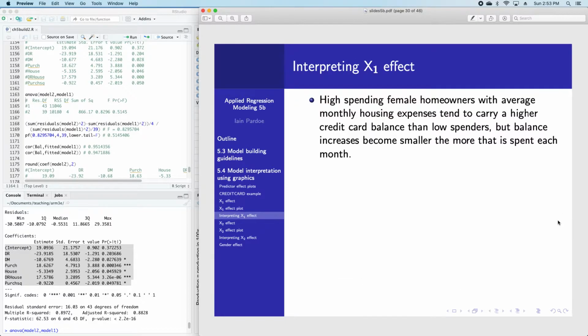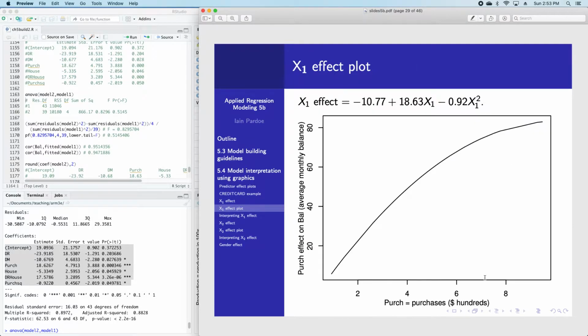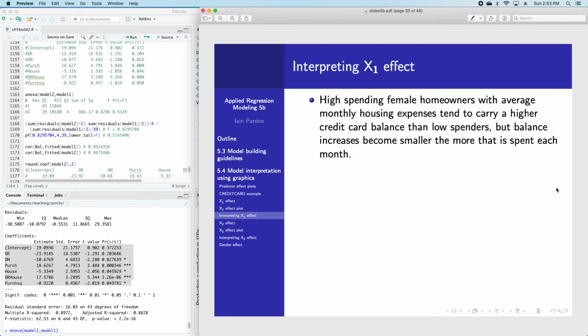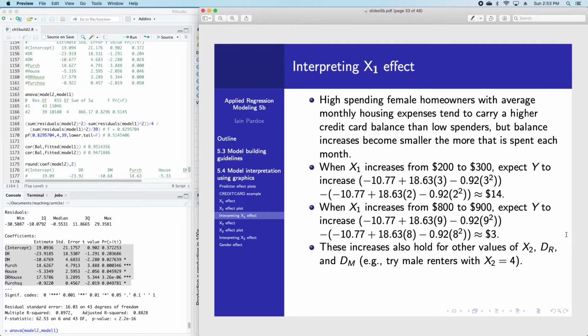And then I could do a similar thing at the high end of the graph, so from 800 to 900. From here up to here, the curve only goes up a little bit, and if I do the math, that comes to $3. Okay. So what's so special, you might ask, about female homeowners with average monthly housing expenses?